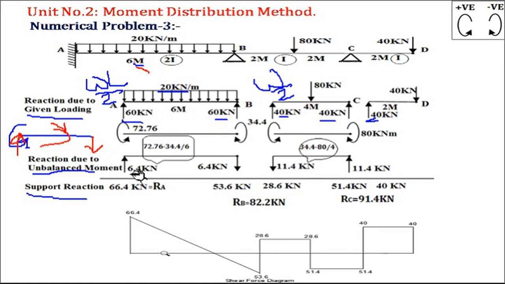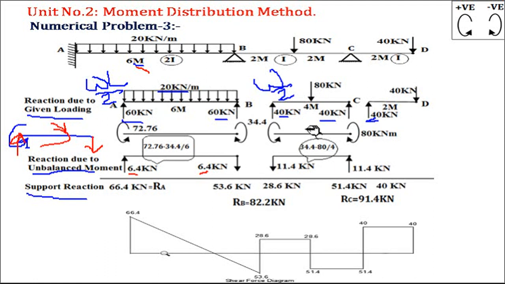So here we get the reaction at support A as 6.4, and at support B for member AB it is 6.4. Okay, only at support A it is acting upward and at support B it is acting downward. Okay, now if you are not getting where it is acting upward or downward, where the unbalanced moment is, there we show the reaction upward, and at the far end show it downward.